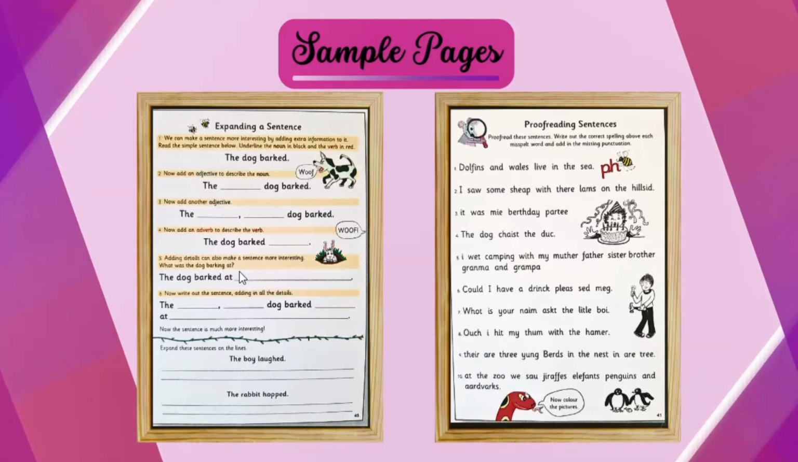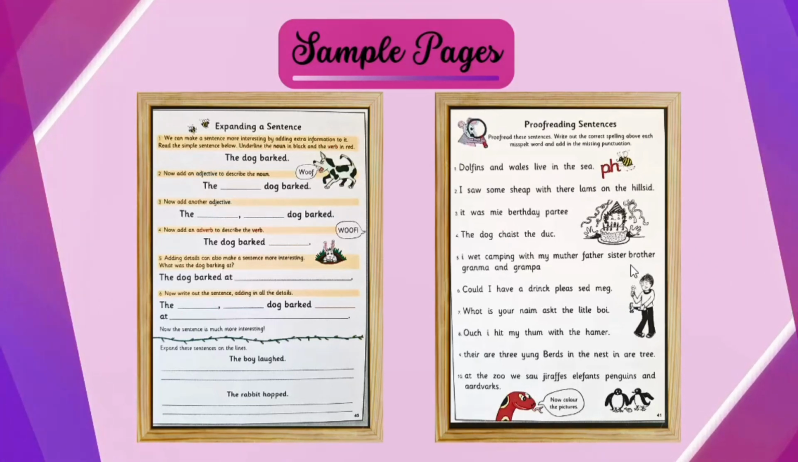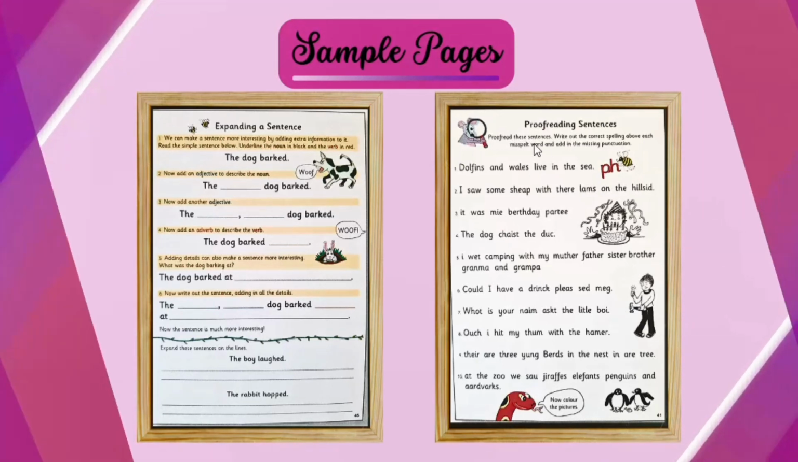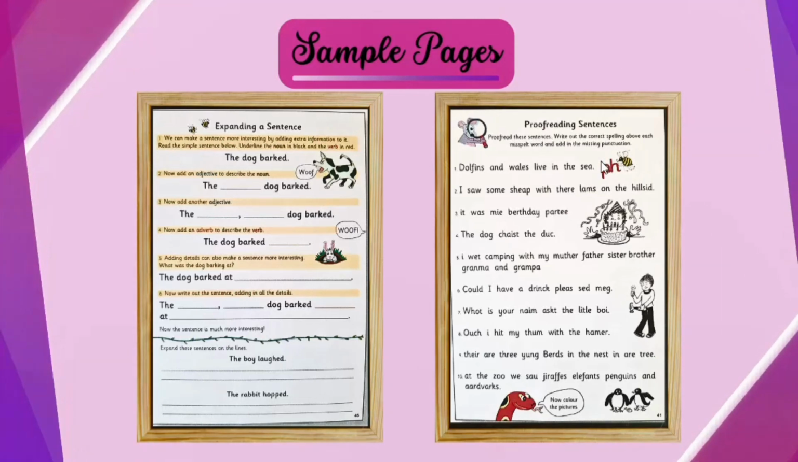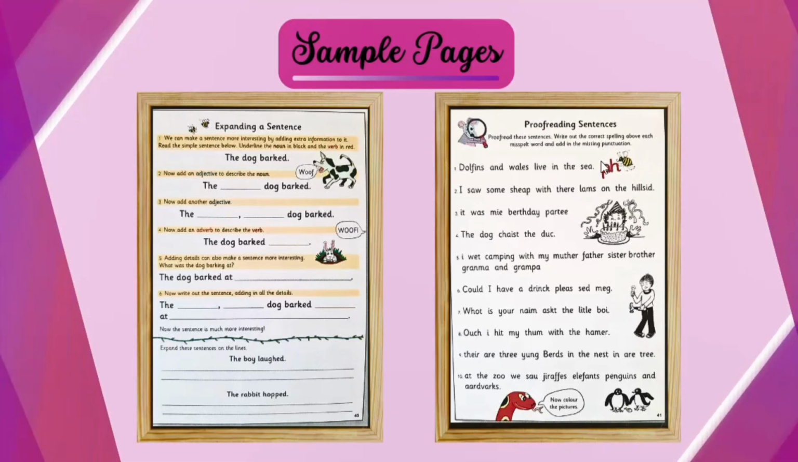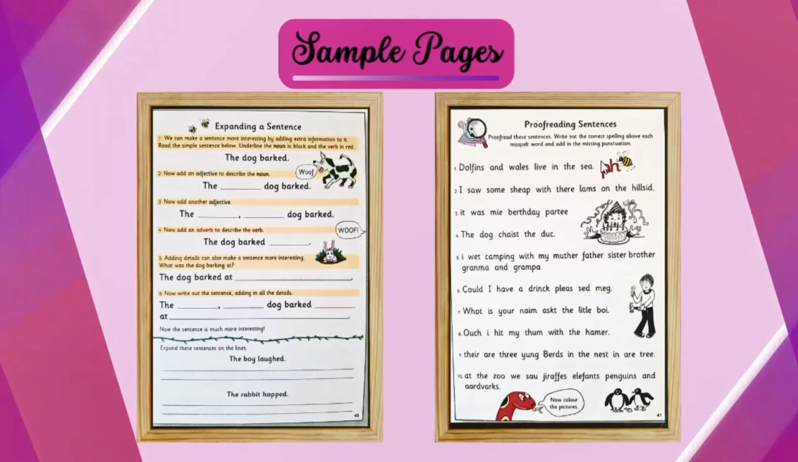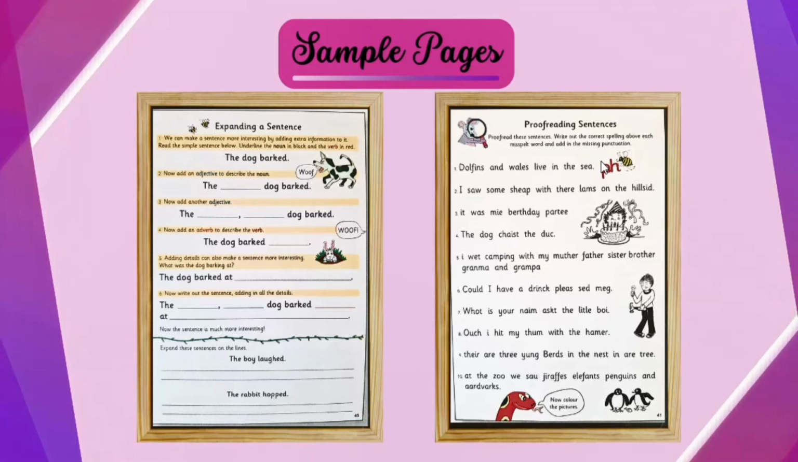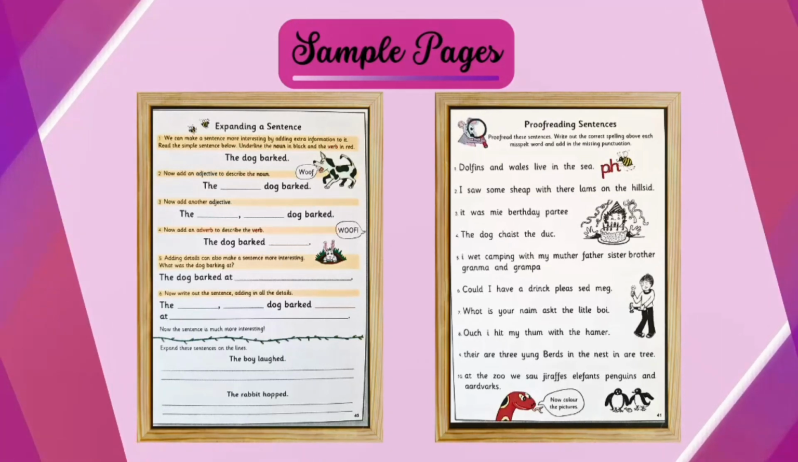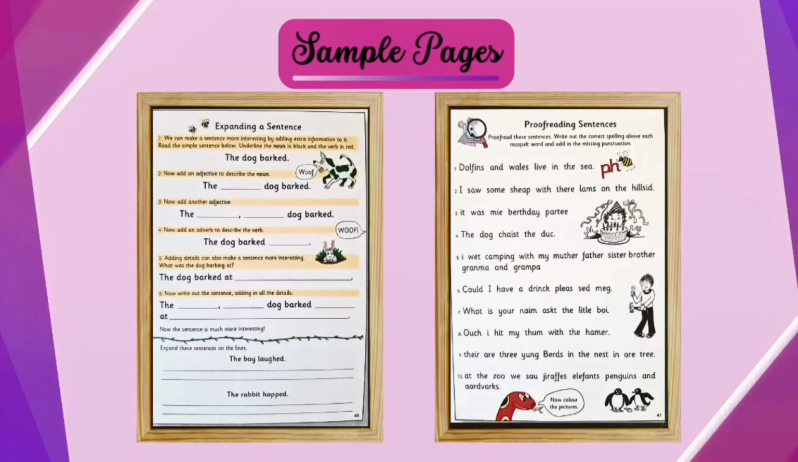Along with expanding a sentence, we have another skill that we need to inculcate in our kids, that is proofreading. They should know how to correct themselves, how to correct their own writing as well as somebody else's writing, right? Hope you have got some ideas of the activity pages and the content of this course.